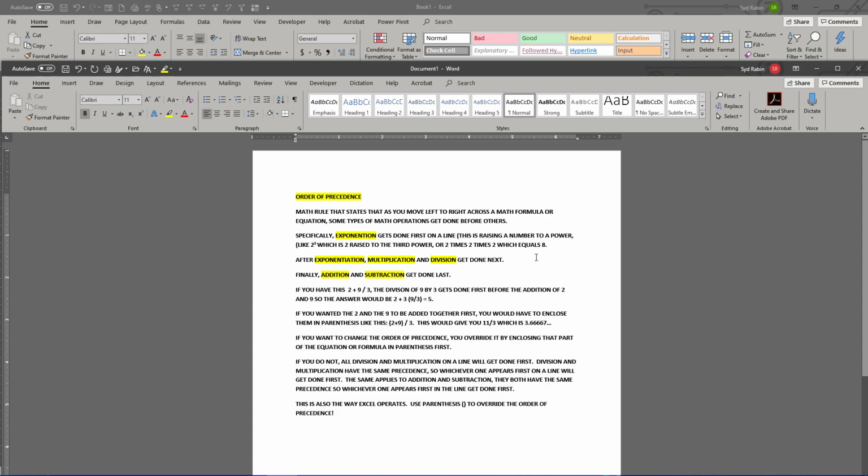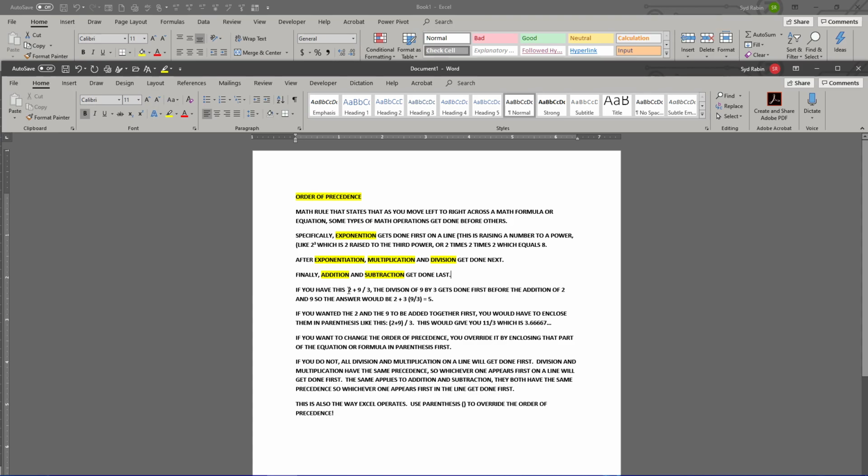This is raising a number to a power, like 2 to the third power right here, or multiplying 2 times 2 times 2, which equals 8. After exponentiation, multiplication and division get done next, no matter where they are on a line. If it's at the end of the line, either of those will get done before anything else except for exponentiation. And finally, addition and subtraction will get done last on a line, on an equation, or a formula.